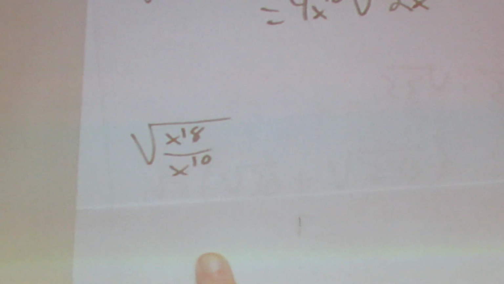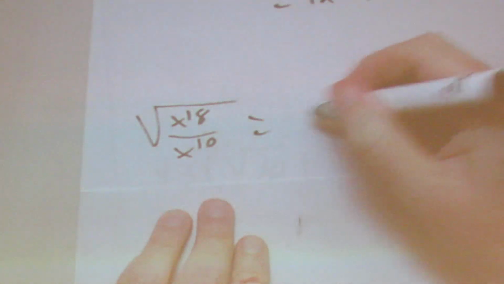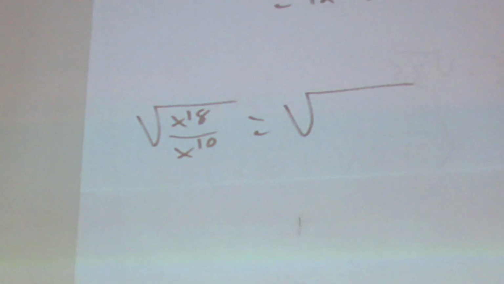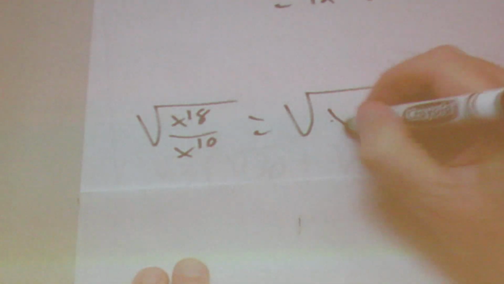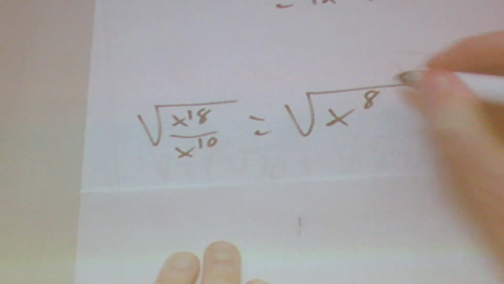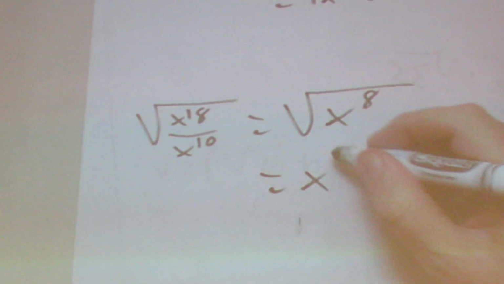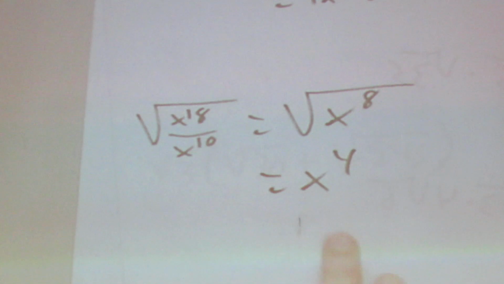Then let's say that we have x to the 18 over x to the 10, square root of all that. First thing to do is to simplify what's in there, if we can, and we can here. So x to the 18 over x to the 10 is the same as x to the 18 minus 10, which is x to the 8. 8 divided by 2 is 4, so the answer will just be x to the 4.